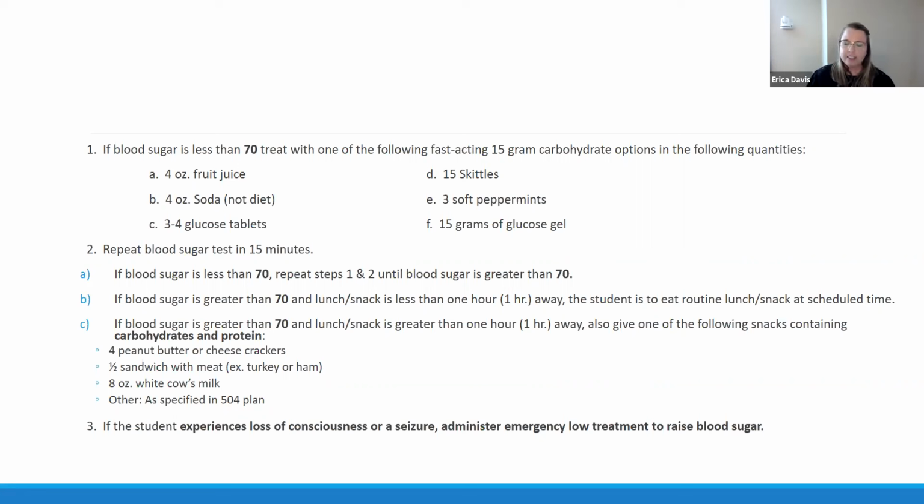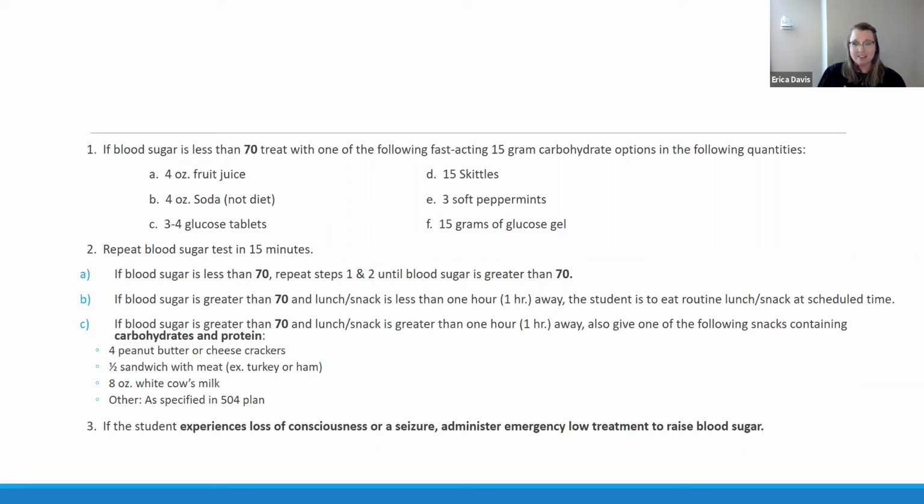So you'll notice, I'm not going to read every word to you, but on number 1, if the blood sugar is less than 70, then you're going to need to treat the child with a rapid acting or fast acting 15-gram carbohydrate option. And there's some listed there. Not all sweet things are created equal, as most of you probably already know. And so we don't want to grab the first sweet thing like a candy bar or even animal crackers. We want to treat their low blood sugar with something that is a fast-acting carb to get that blood sugar up quickly.